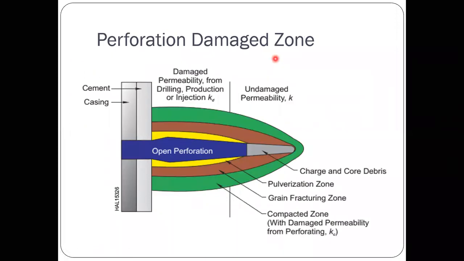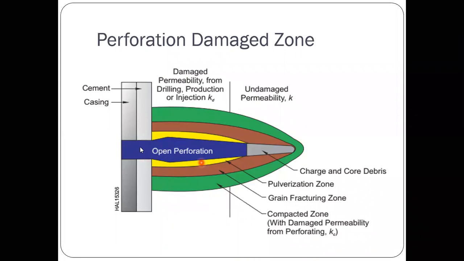So this is also a very important topic for discussion, the perforation damage zone. All of you have studied so much about the damage zone due to drilling and production or injection activities. So this is a zone where you will get less permeability, which you can denote as KD, and this is the undamaged permeability K, or you can say the permeability of the reservoir for the undamaged zone. This is casing, this is cement, and this is the open perforation.